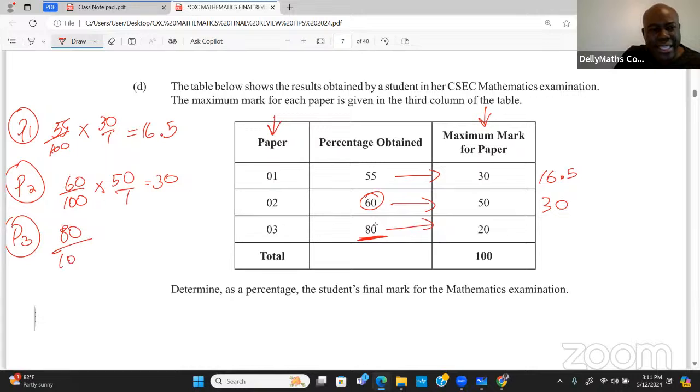80% can be represented as 80 over 100. And you're going to multiply this by the total number of marks, which is 20. And this gives us 16. All right, so 16 here.